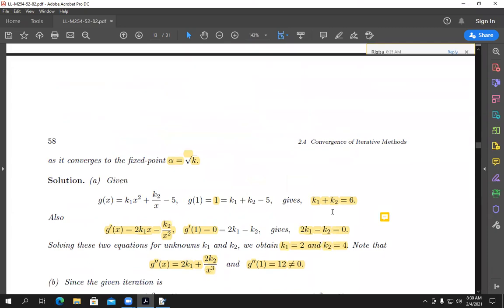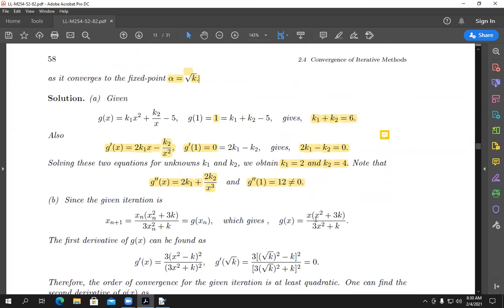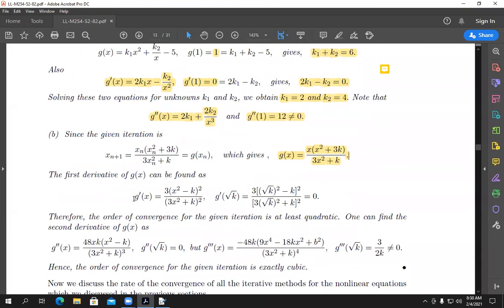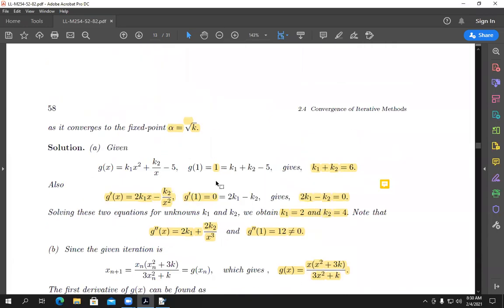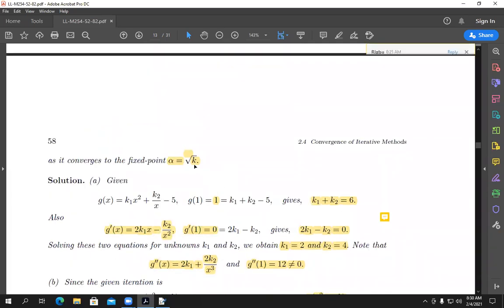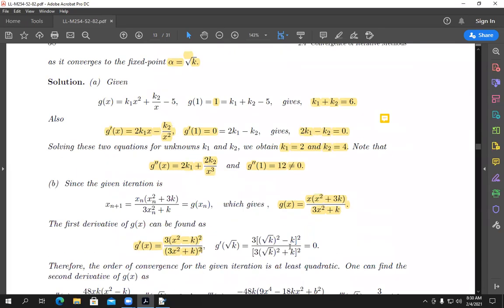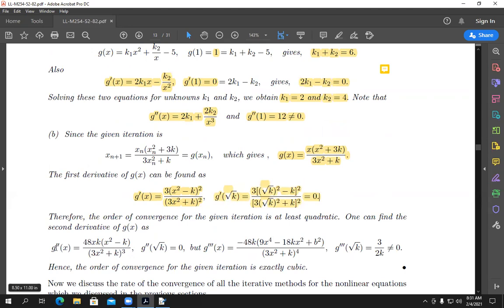So when I do this, this is the formula given. This is my g of x, and I find g dash is this one. And I check g dash at alpha. What is alpha given by the teacher? Alpha given by the teacher is the square root of k. You put it here and it becomes 0. So when it is 0, it means we continue. Then we find the second derivative.